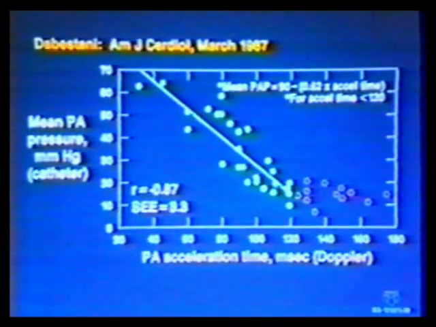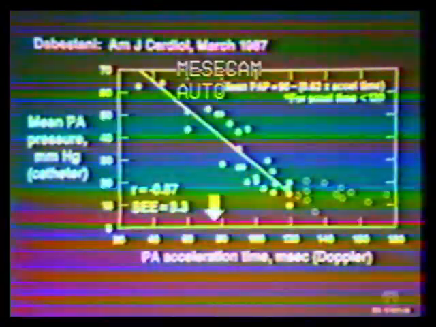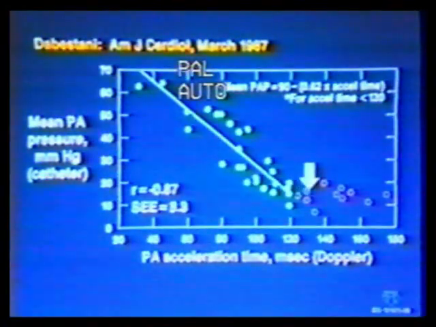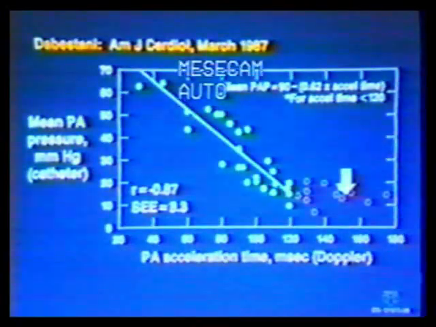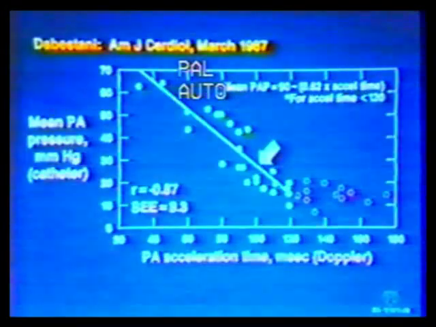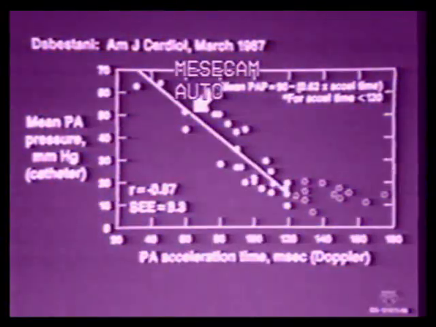In a largely non-simultaneous study, Dr. Dabastani and colleagues compared catheter-measured mean pulmonary artery pressure and the PA acceleration time. Acceleration times greater than 120 milliseconds correlate with normal pulmonary artery pressure. When we focus on those patients with acceleration times less than 120, there is a linear relationship between the mean PA pressure and the acceleration time.